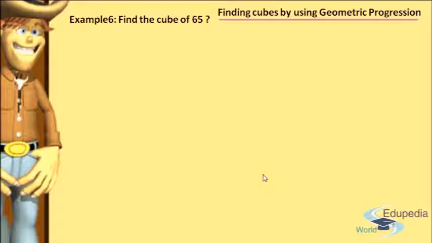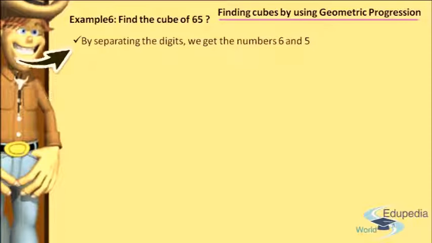So friends, as we have discussed in our earlier sessions, we will be having some procedure or the steps that we have to follow in order to find the cube of a given two-digit number. So here, in order to find the cube of 65, we have some steps that we have to follow. So let us see what is the step number 1. Here, in step number 1, we have to separate the digits of the given number. The given number is 65. So by separating the digits with commas, we get 6 and 5.